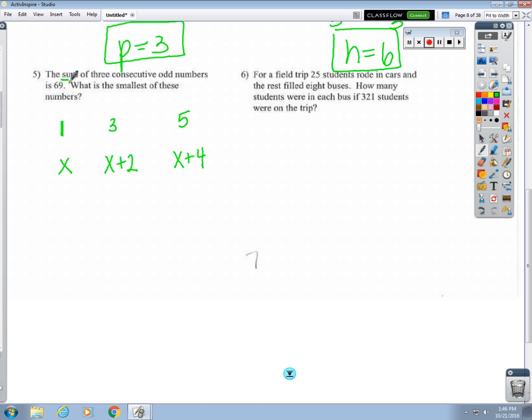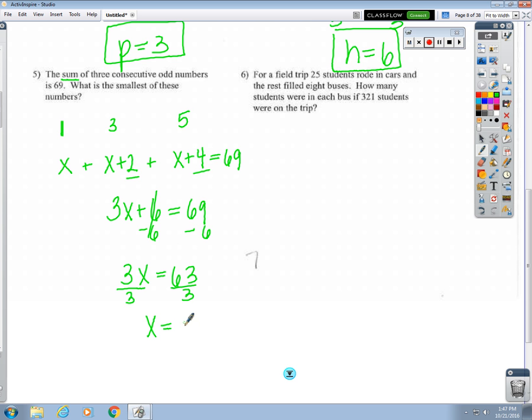Now, they want you to sum those, which means add them up, and the sum will be 69. So now what can we do on the left? Add the x's. Okay, and they combine to be 3x. 2 plus 4, 6. And now what do we do on both sides? Subtract 6, and you get 3x equals 63, and now to solve for x, you divide by 3 on both sides, so x equals 21.